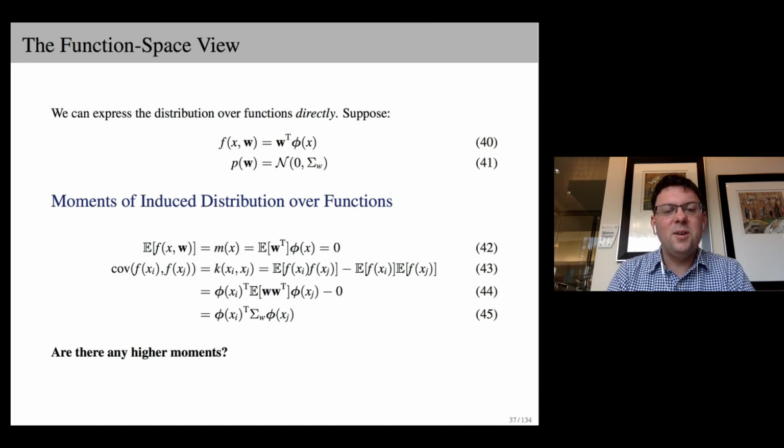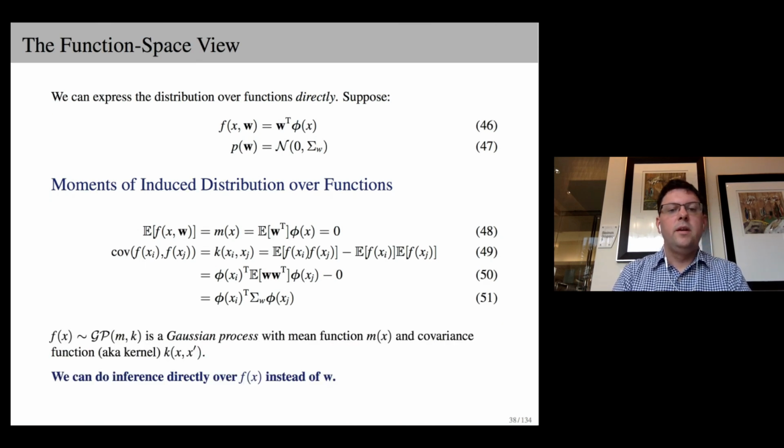Now I'd like you to consider whether there are any higher moments in this induced distribution over functions. In this case, there are no higher moments because we just have a sum of Gaussian random variables in equation 40, and Gaussians are closed under addition. In fact, f of x is a Gaussian process with a mean function m of x and a covariance function, or a kernel, k of x, x prime, for two arbitrary inputs, x and x prime. In this case, we can actually do inference directly over f of x instead of over parameters w.